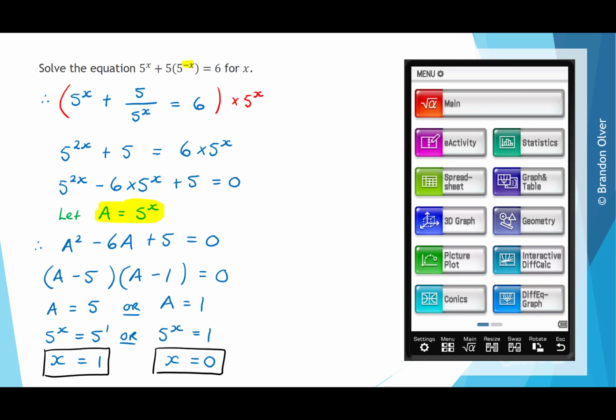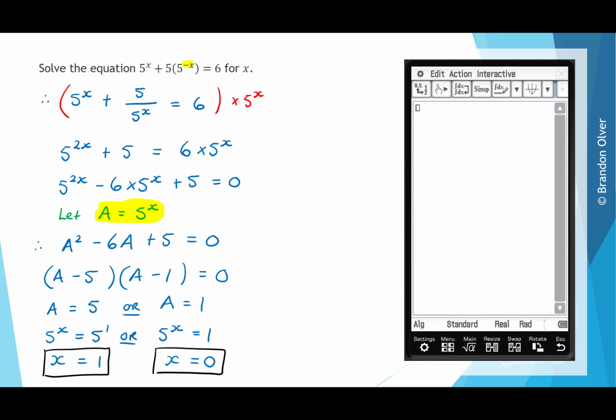For this equation we'll also look at how we can solve it using a CAS calculator. So on the CAS calculator, go into the main menu. So now what we have to do is write in the equation that we wish to solve. So we have 5 to the power of x plus 5 times 5 to the power of negative x is equal to 6. So that's the equation that we started with.